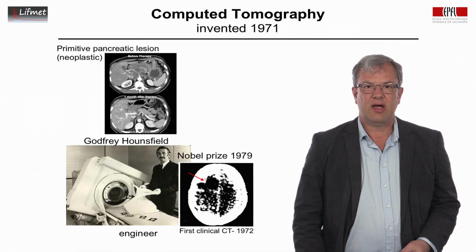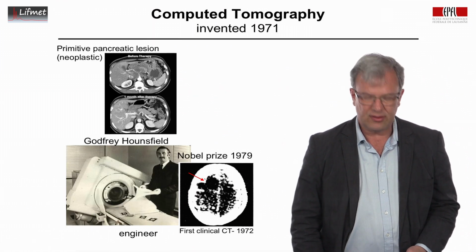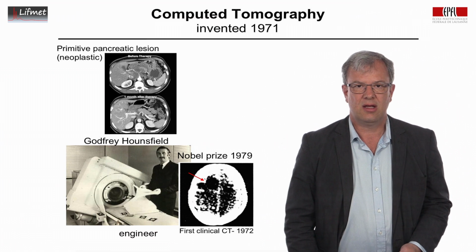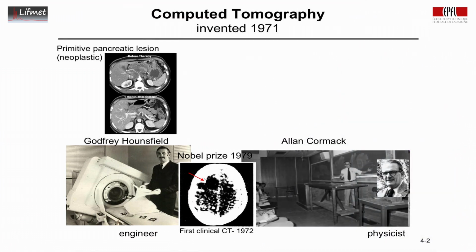CT was developed by Godfrey Hounsfield, an engineer who developed a mathematical algorithm, and Allan Cormack, a physicist. He is shown here, and they received the Nobel Prize for Physiology and Medicine.